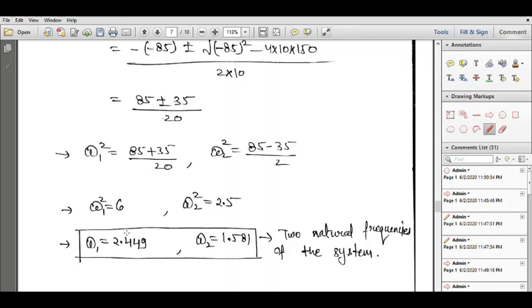Once again, remember, both are relative to each other. If I'm taking the unit of omega to be radian per second, then omega 1 is 2.449 radian per second, omega 2 will be 1.581 radian per second. If the unit of omega you are taking is radian per minute, then omega 1 will be 2.449 radian per minute and omega 2 will be 1.581 radian per minute.